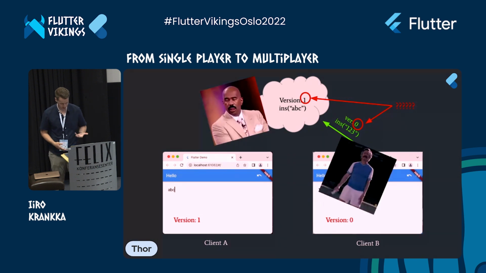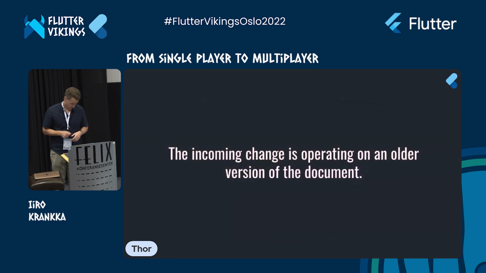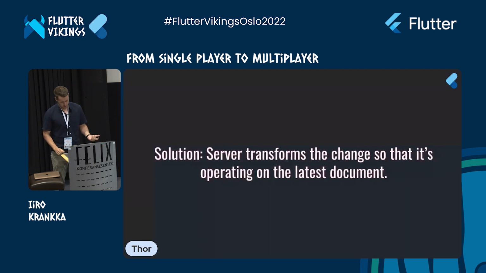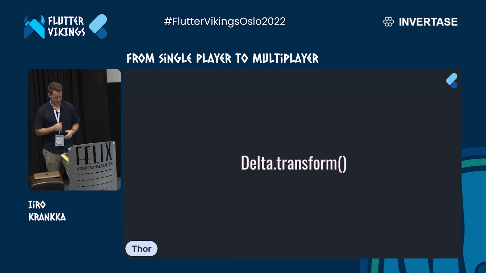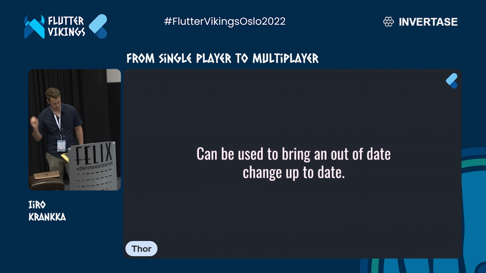So what do we do with this? This is the problem: the incoming change that client B sends is operating on an older version of the document. The solution is that the server will bring that change up to date so that it knows how to apply it. And how does the server do it? It does it with this utility method called delta.transform. This can be used to bring an out-of-date change up to date.